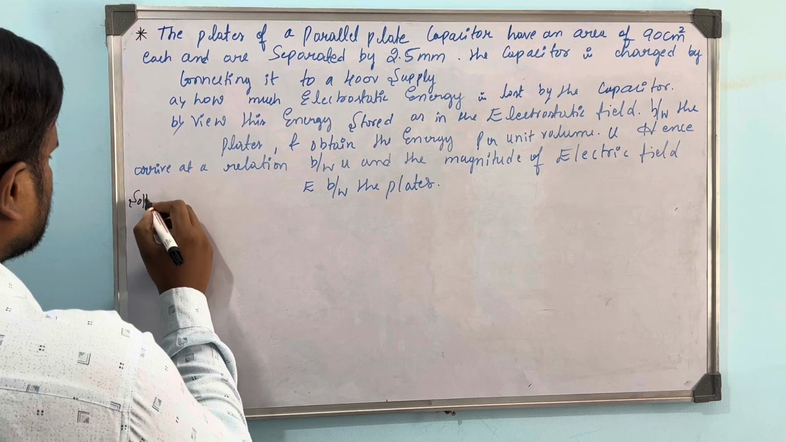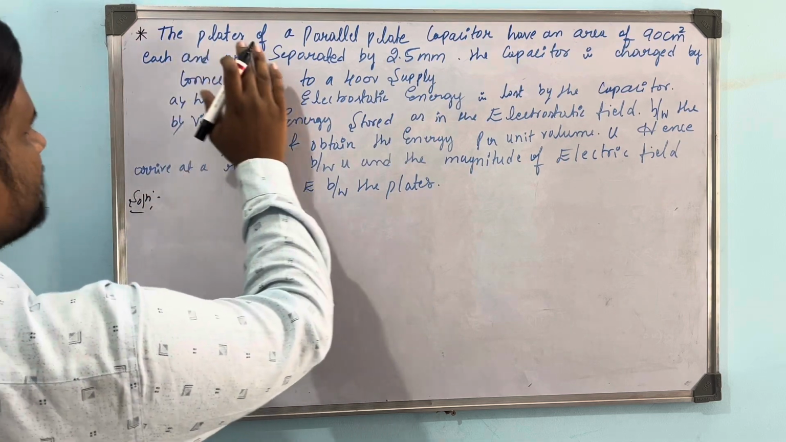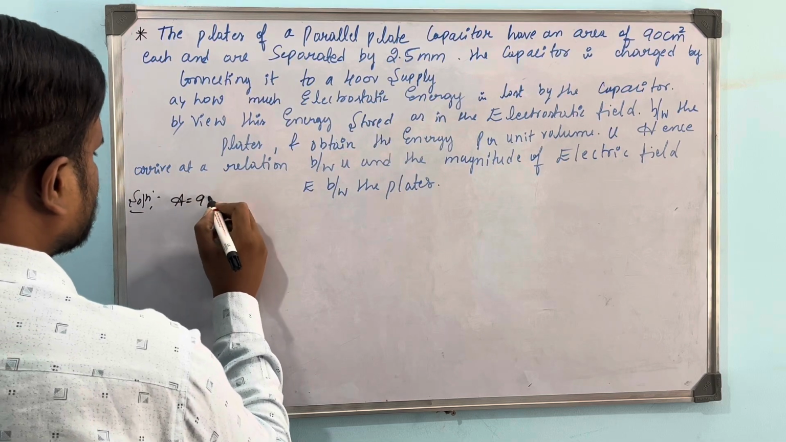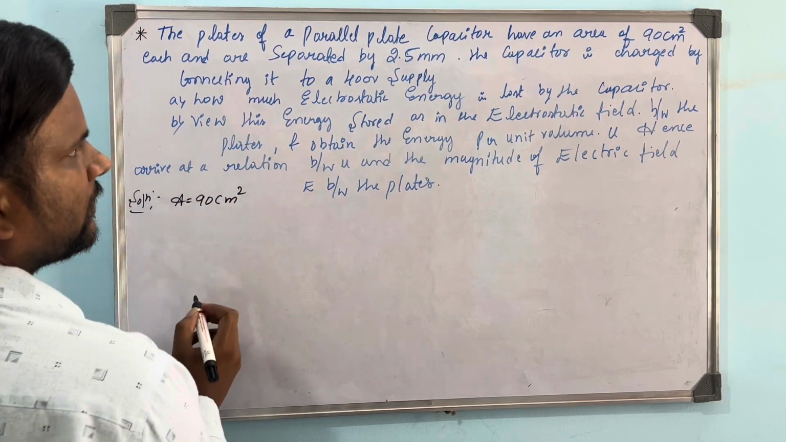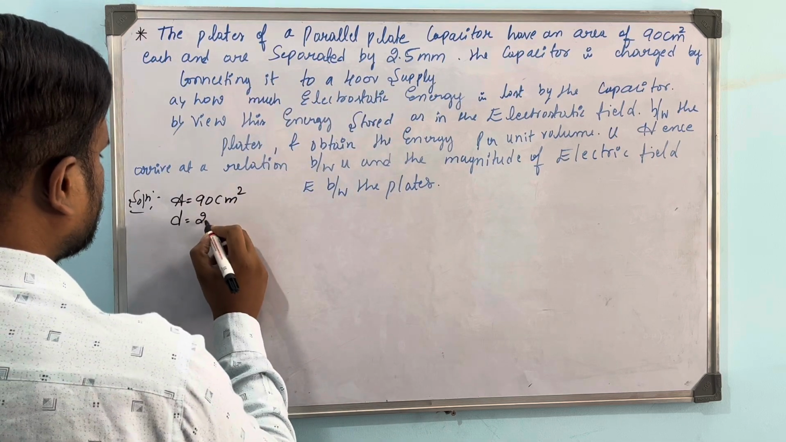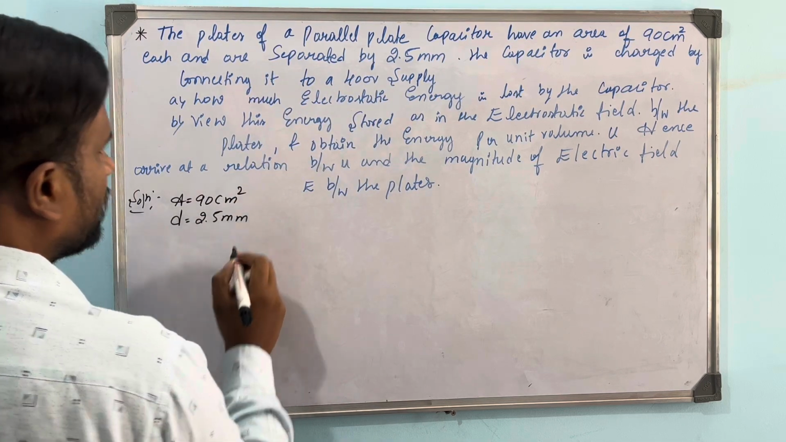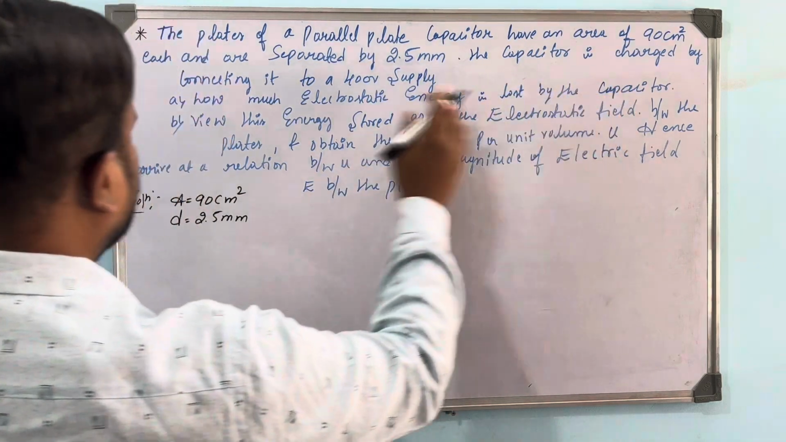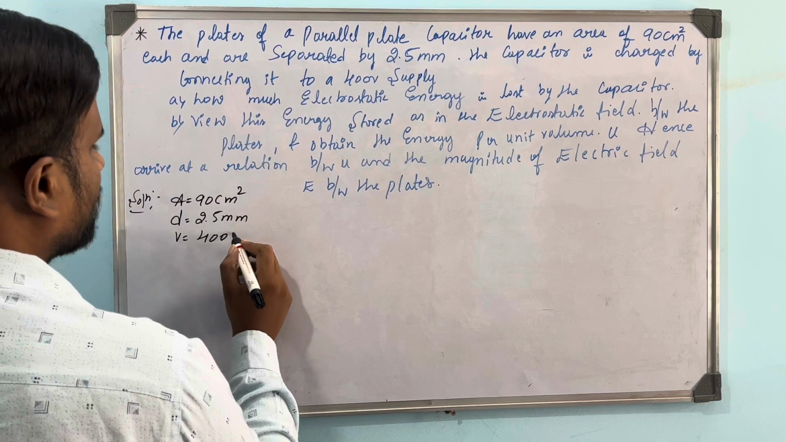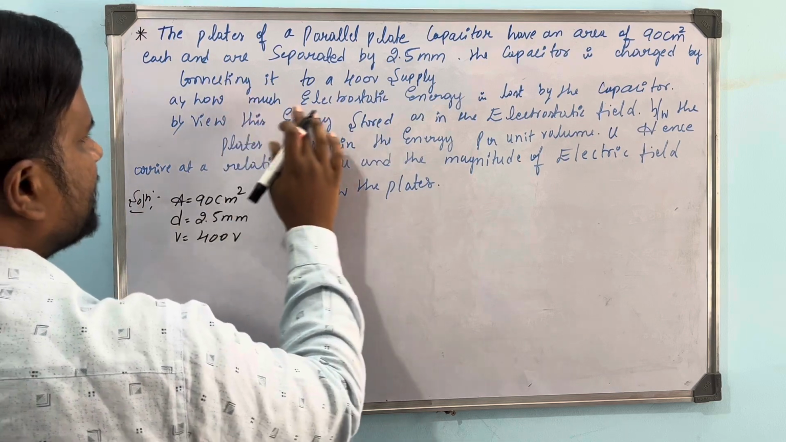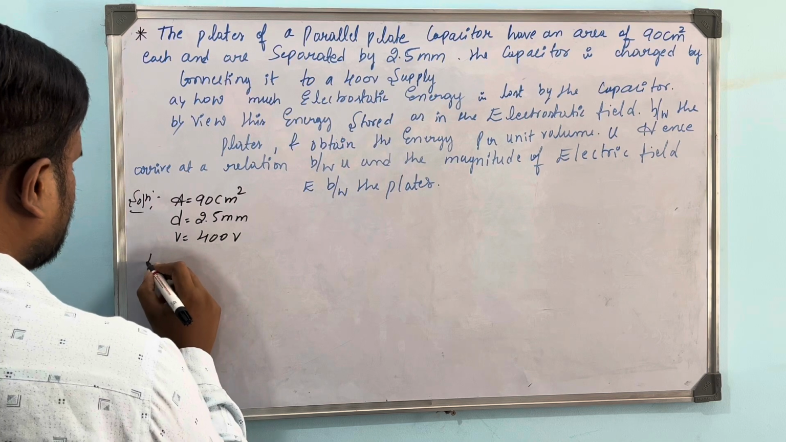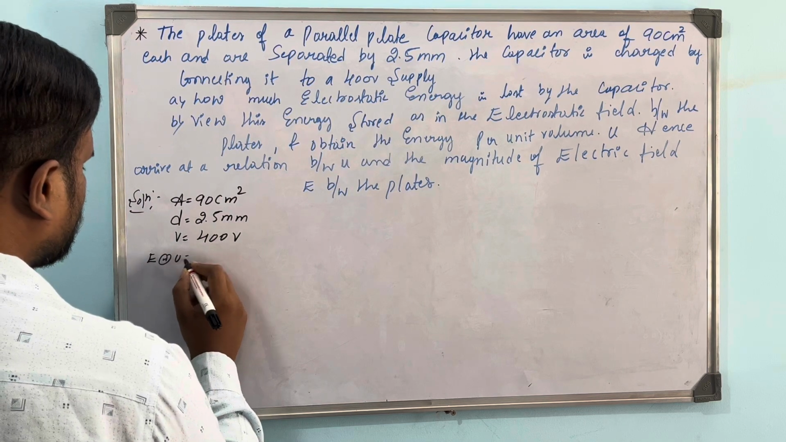See here, first, they are saying the plates of the parallel plate capacitor have an area. Area value they have given: 90 centimeter square. Next, each are separated by a distance, so the D value is 2.5 millimeter. Next, the capacitor is charged by connecting to a voltage, that is 400 volt. Next one, how much electrostatic energy is lost? We need to calculate the energy lost, so U is equal to question mark.